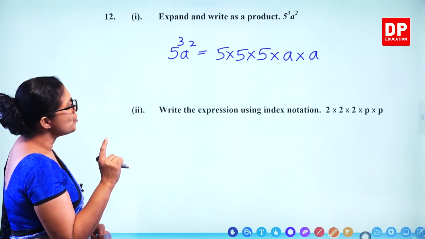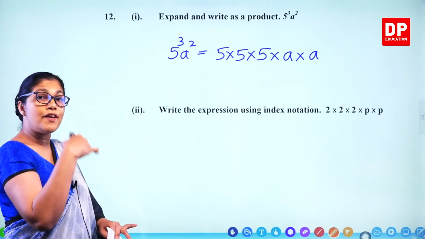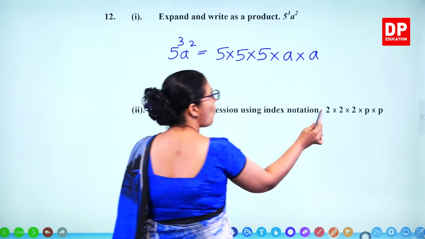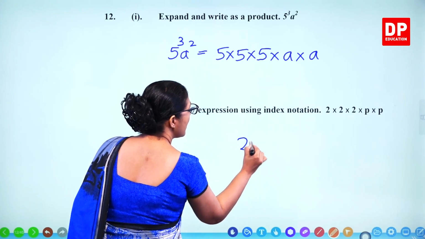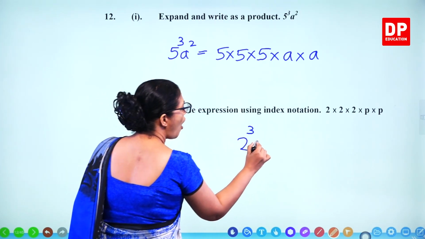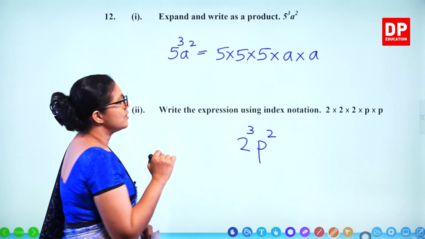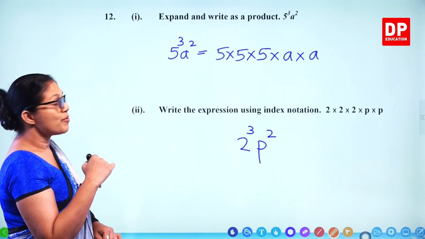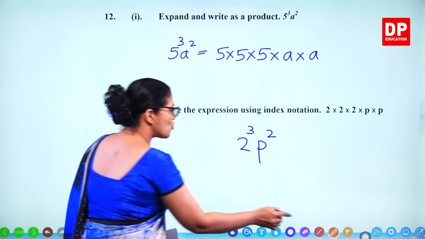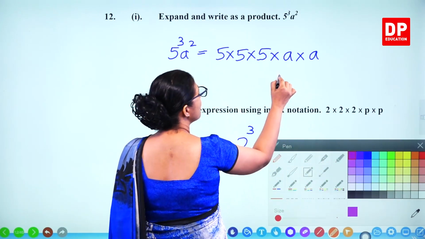Write the expression using index notation. Other way around. How many 2's are there? 1, 2, 3. You can write 2 to the power 3. How many p's are there? 1, 2. So this is the other way around, how you write in index notation. So you get 1 mark each.